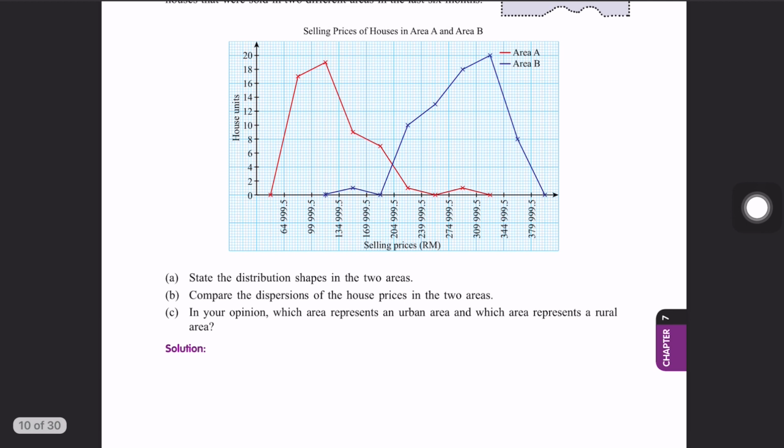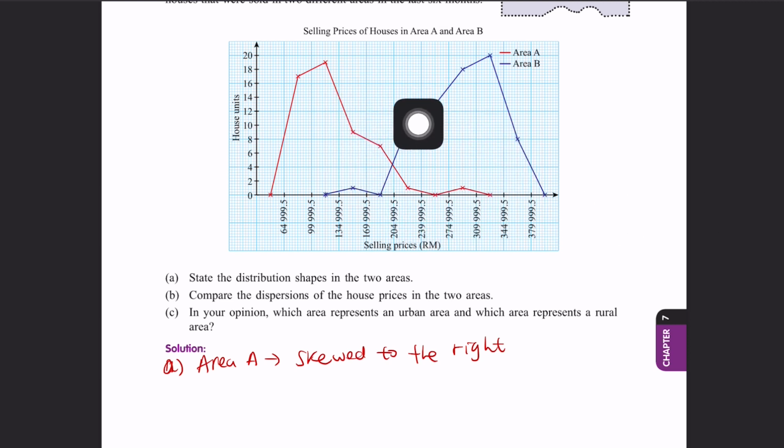Okay, so kita boleh katakan, okay, area A, okay, skewed to the right. Sebab ekor dia more ke sini. So skewed to the right. So area B, okay, ekor dia more kepada sini kan, to the left. So kita boleh katakan skewed to the left.